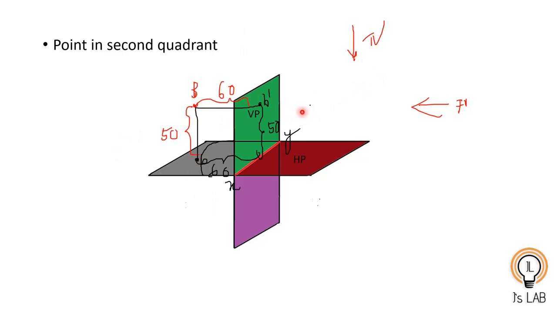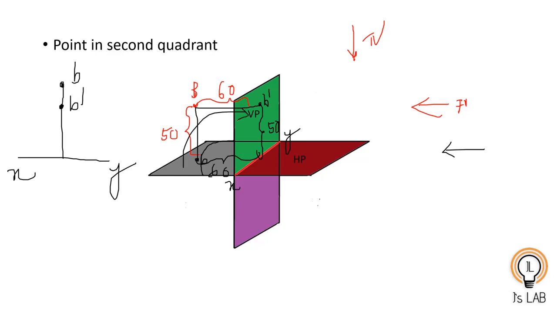So its answer will be, when you look from this area, you can see that there will be an XY line, and 50 mm above the XY line you will get B dash, and 60 mm above the XY line you will get B, because this gray area will come here. You are rotating HP 90 degrees clockwise. So both the front view and top view will be above the XY line.